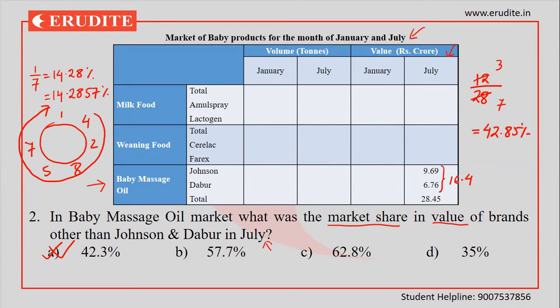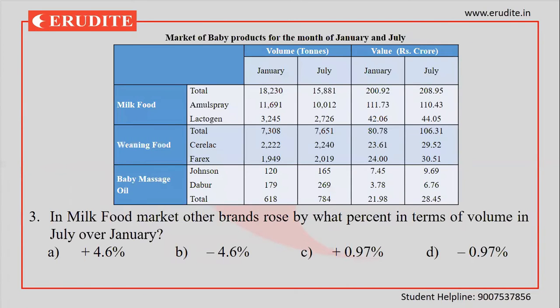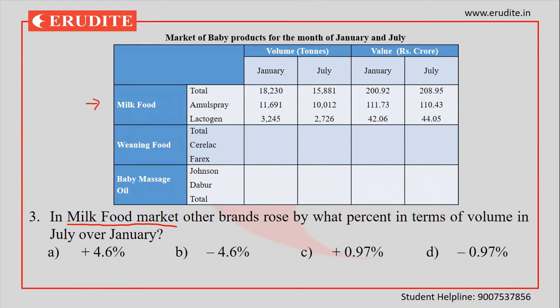Let us go to our question number 3. Here, it has mentioned that in the milk food market. So again, milk food means this. I need to remove all the other data from my mind. It should go out. So in the milk food market, the other two, weaning food and baby massage oil, should go out from my mind. Other brands rose by what percentage? Rose by what percentage in terms of volume?